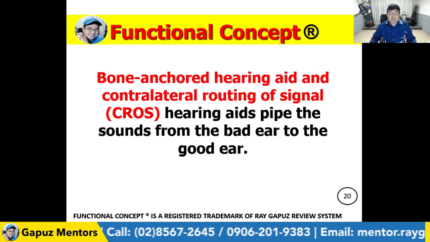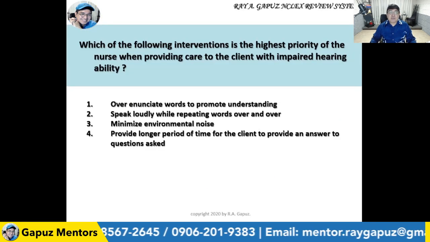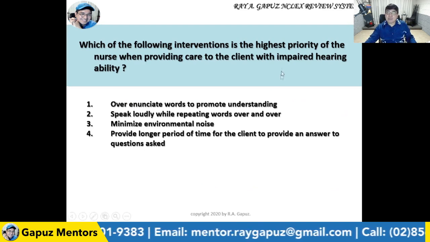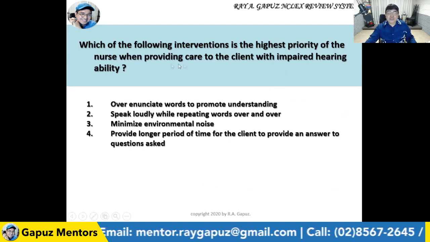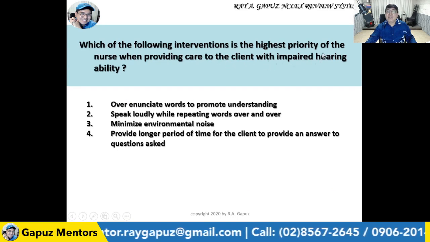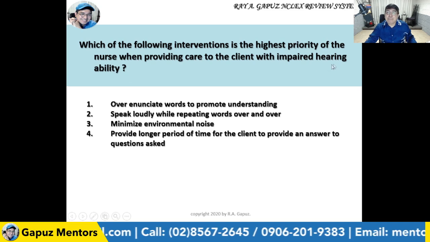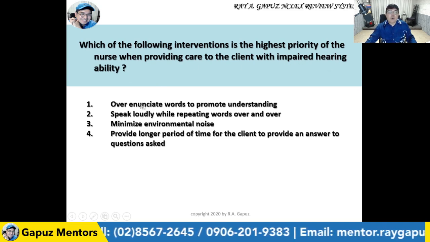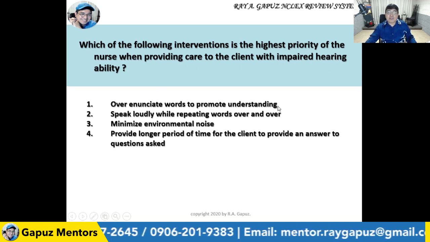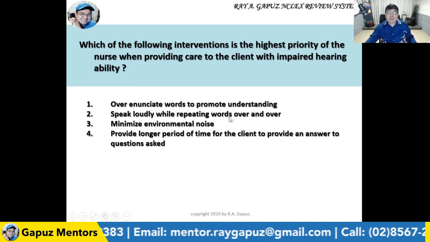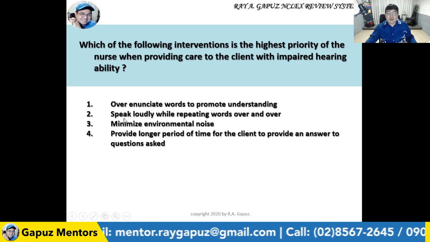Okay, now let's try answering a sample question. Which of the following interventions is the highest priority, that's the magic phrase again, of the nurse when providing care to the client with impaired hearing ability? You have the keyword impaired hearing ability. Over enunciate words to promote understanding. I don't think that would help. Speak loudly while repeating words over and over. This would not help.